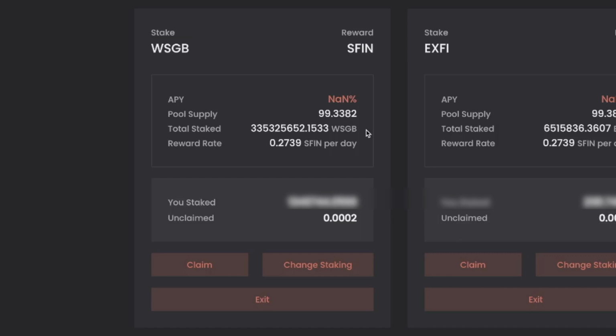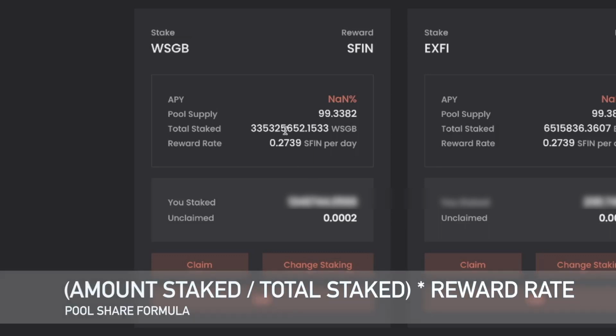If we look down below here, you can see the amount which you have staked. Now, if you're wondering what percent you own of a particular pool, you can take this value, the amount that you have staked, and divide it by the total amount staked, and this will give you a percentage. And if you want to calculate how much SFIN you will get per day, you can times this percentage by the reward rate.